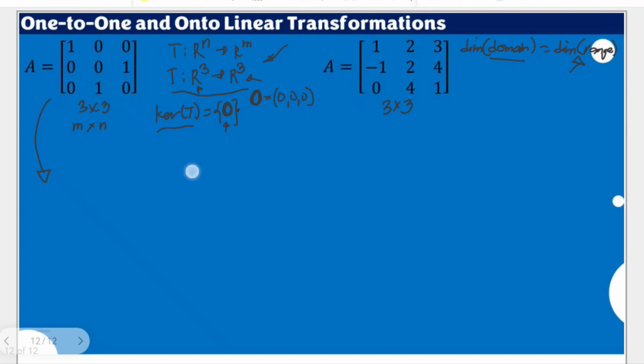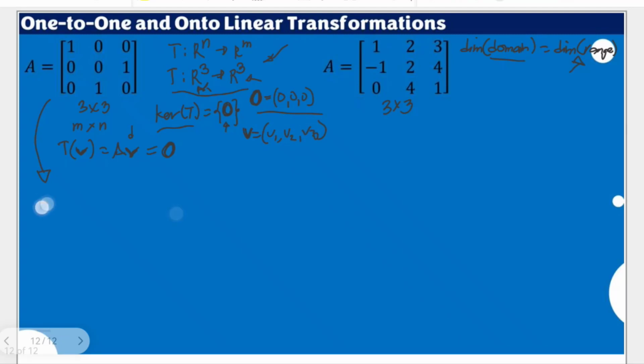Let's start with the kernel again. Of course, the kernel should satisfy this linear transformation: you have here AV is equal to the zero vector. Again, the zero vector is the zero vector in R3. How about the vector V? Vector V is an element of our domain as well. So we can say that the vector V has components V sub 1, V sub 2, and V sub 3. We are going to use that later.